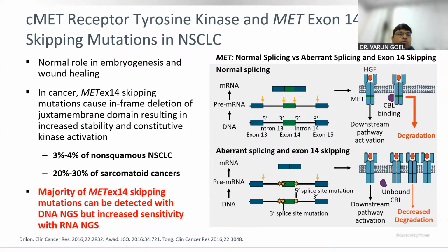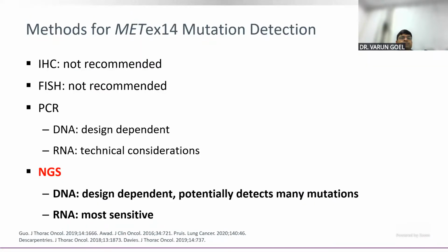Next is MET. The c-MET receptor tyrosine kinase and MET exon 14 skipping mutation in NSCLC have been seen in 1 or 2% of patients. It has a normal role in embryogenesis, but in cancer, MET exon 14 skipping mutation causes in-frame deletion of the juxtamembrane domain, resulting in increased stability and consecutive kinase activation. The majority of these skipping mutations can be detected via DNA NGS, but with increased sensitivity with RNA NGS. For MET exon mutation testing, IHC and FISH are not recommended. PCR DNA testing can be done, but it is design dependent, and for RNA it is a technical consideration. So for MET, only NGS is the option.